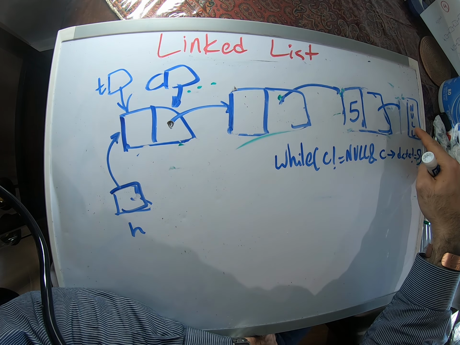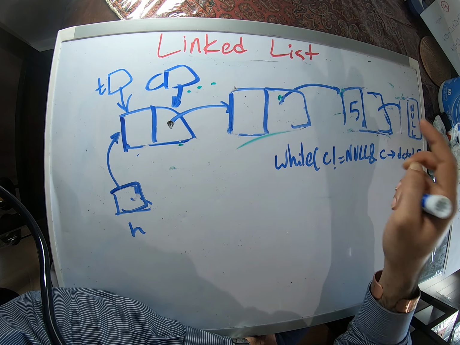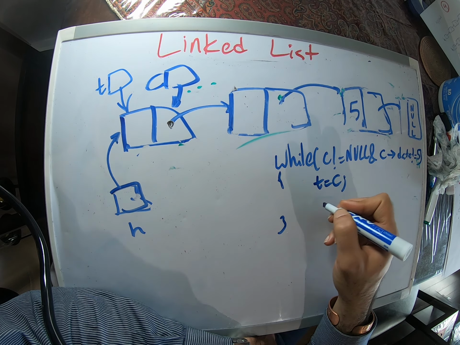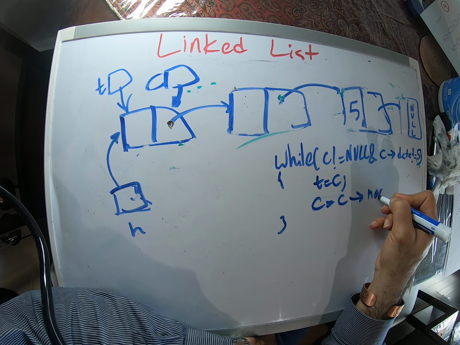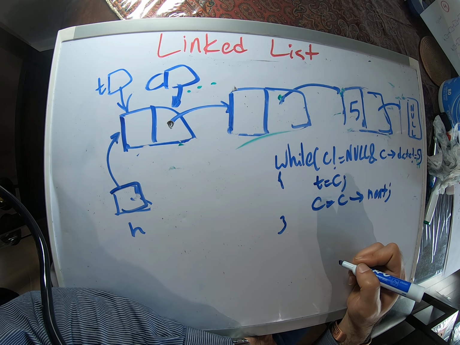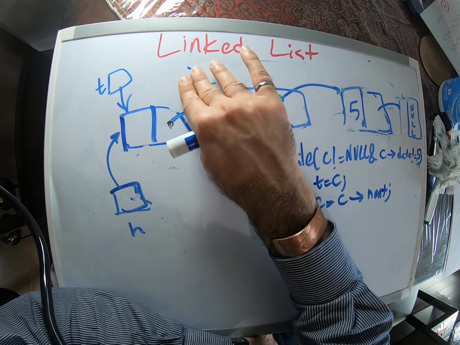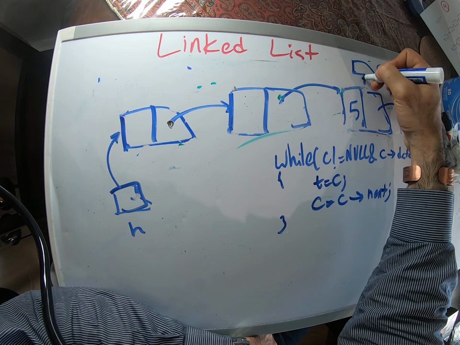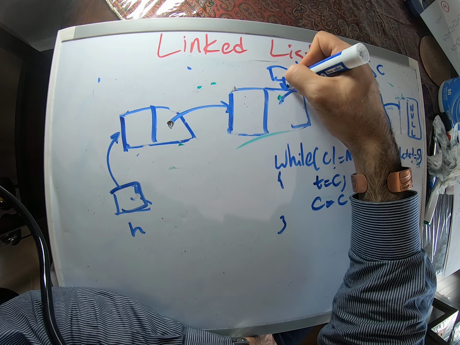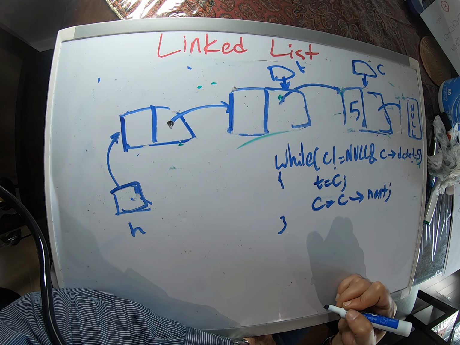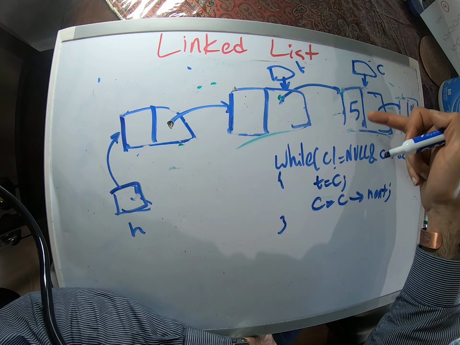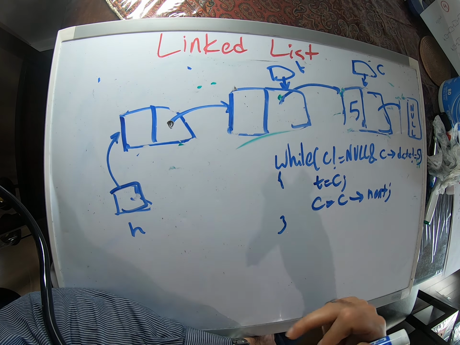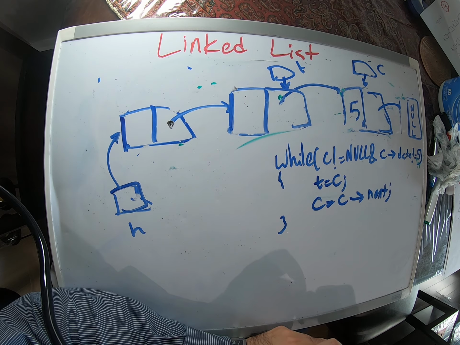So while I haven't reached the end and while I haven't found this, traverse through the linked list. T is equal to C, C is equal to C arrow next. Okay, so we move both of these pointers, it's gonna stop right here. This time this is C, this is T. Okay, so in this case we have both a pointer to the node that we want to delete and to the previous one. Same as what I showed you last time, right?